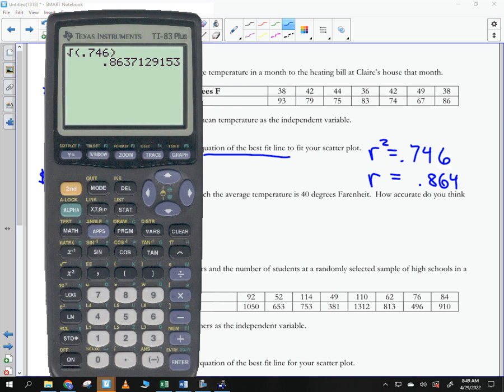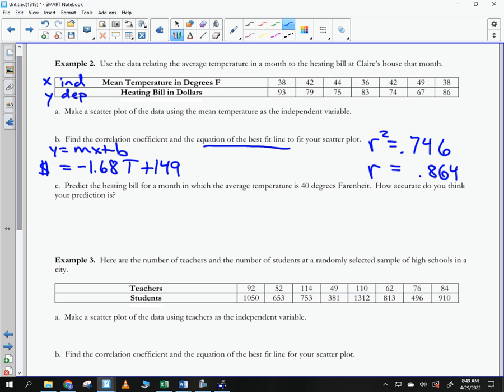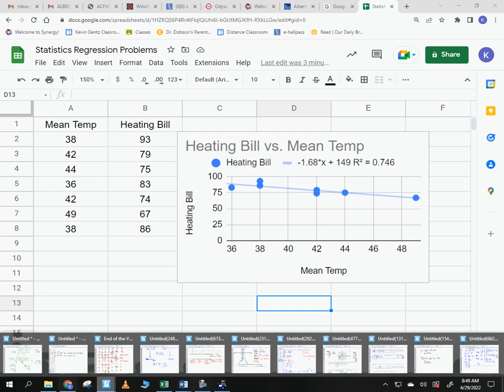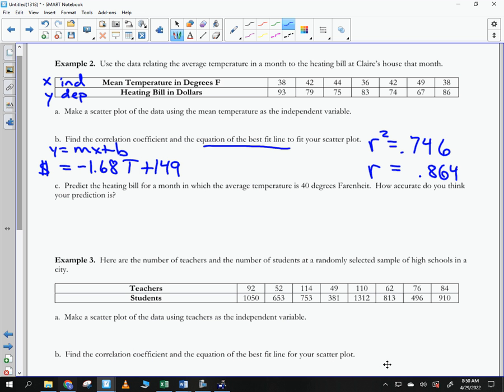0.864. True or false? R values can be positive or negative. True. Yesterday we talked about them being positive or negative. I want you to look at your graph. Is this R value positive or negative? It is negative because it is going down. So when you take the square root, you must then determine whether it's going to be the positive value or the negative value. So it is a negative 0.864. So I have my equation for my best fit line, and I have the correlation coefficient. So this correlation coefficient tells me that there's a reasonable relationship that exists among this data.